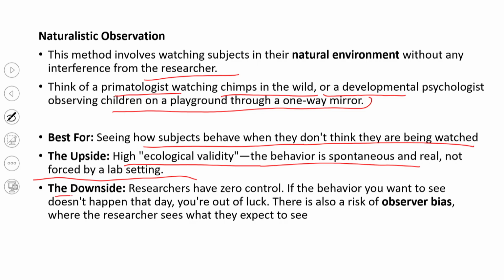The problem with this method is that the researcher has no control over what is happening. You cannot control it. If the behavior you want to see does not happen, you are out of luck. You want to see a particular kind of behavior among children, but they are not showing it today, you cannot do anything about it. You may have to wait 5 days and still not see the same behavior, so you wait again for a few days. You do not have control over what is happening in the natural world. Also, there may be observer bias. The researcher is a person, and he may be biased even in observing. So, it is difficult to control some of these things.